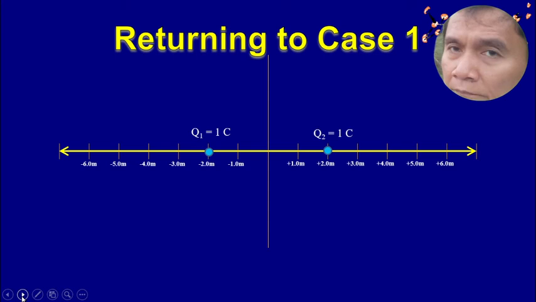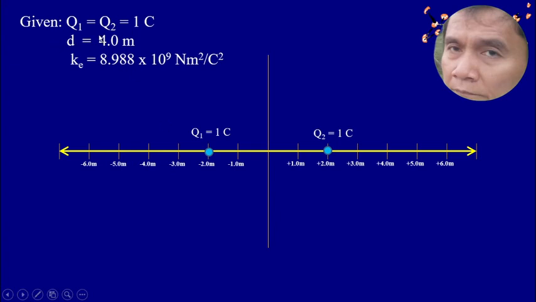So let's go back to case 1. In this case, if we have these two charges, Q1 and Q2, separated by a distance of 4 meters, what is the force between them? Remember, when you measure that force, it can either be on Q1 or on Q2, and you're measuring equal forces. So, given Q1 and Q2 as 1 coulomb, and the distance between them is 4 meters, or R, and the constant of proportionality 8.988 times 10 to the 9 Newton meter squared per Coulomb squared.